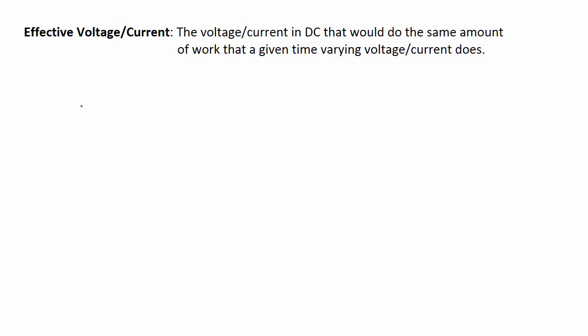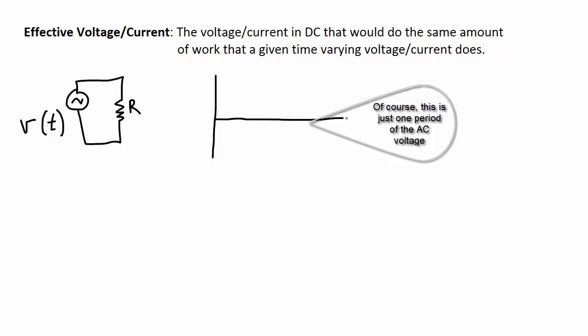And the way that we're going to explore this idea of effective voltage or current, and we'll just focus on effective voltage, but the idea of current is going to be pretty much identical, is by looking at a simple system where I have an AC source connected to a simple resistive load. So this AC source is a time varying voltage and it's connected to a resistor of some kind. We are going to assume that this time varying voltage is sinusoidal. So it's going to look something like that.